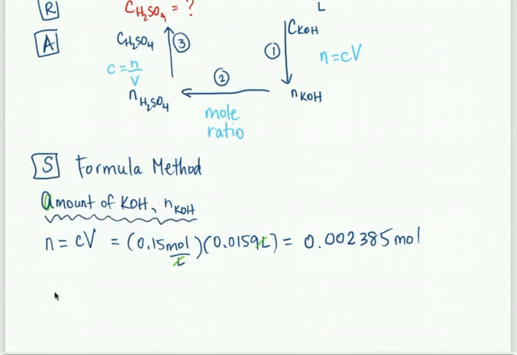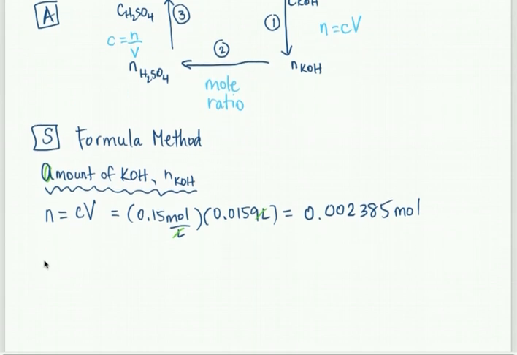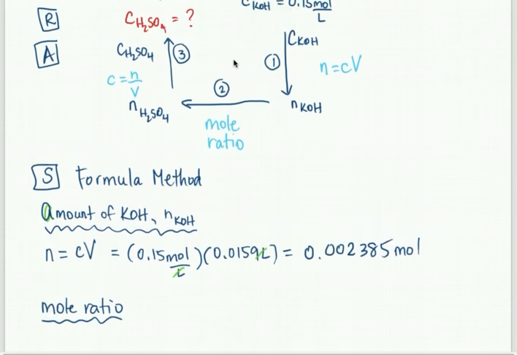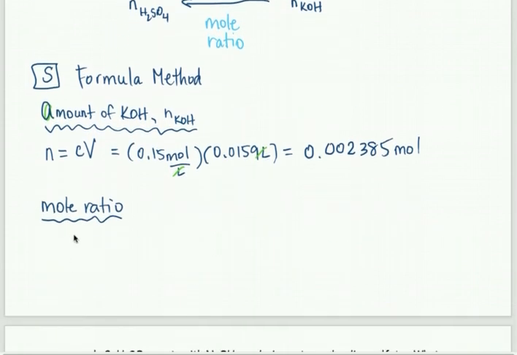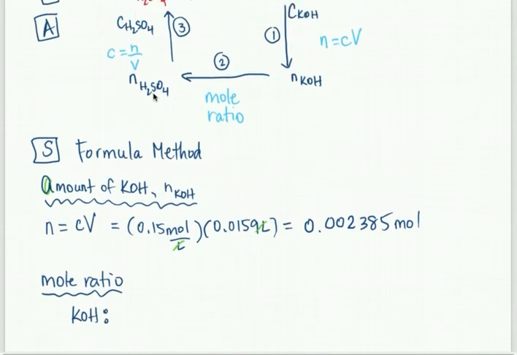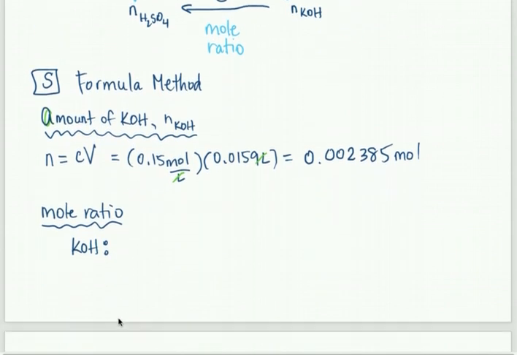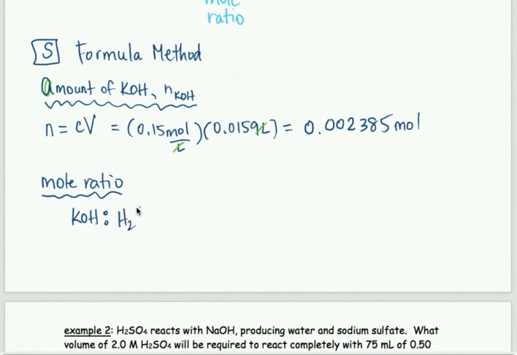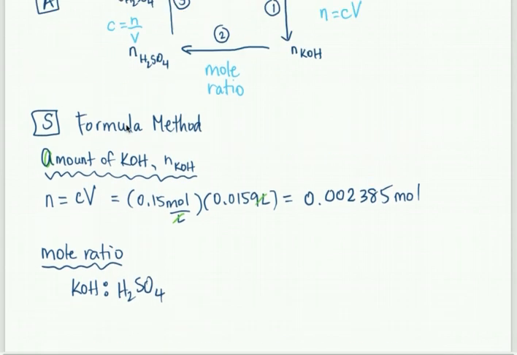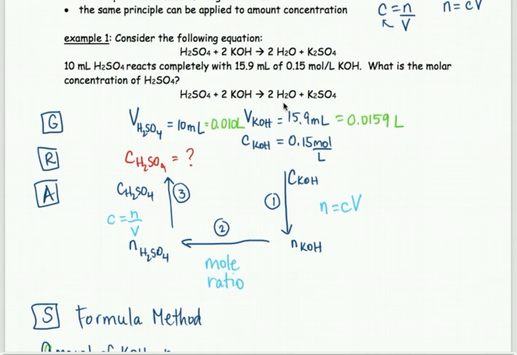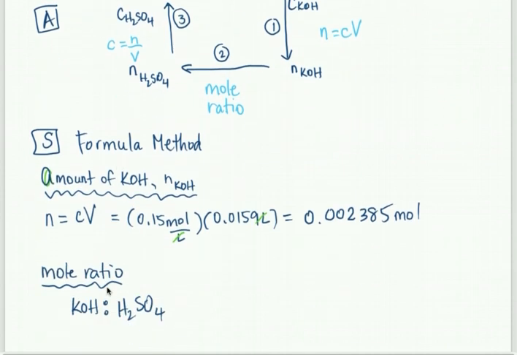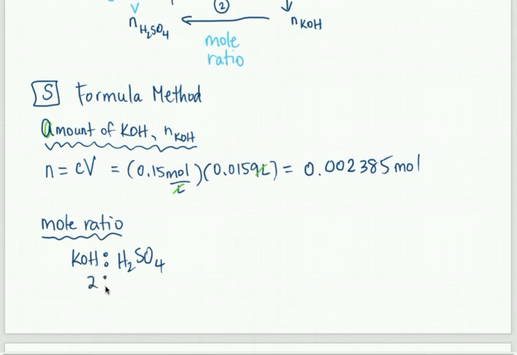Step one is done. Step two, now we're going to use the mole ratio. So what is it that we have? We have potassium hydroxide. What is it that we need to find? We need sulfuric acid. So what's the ratio in the balanced chemical equation? Make sure it's balanced. So it's 2 to 1.